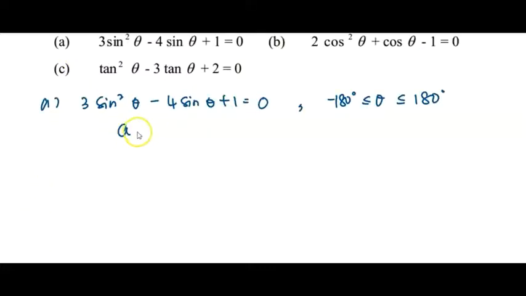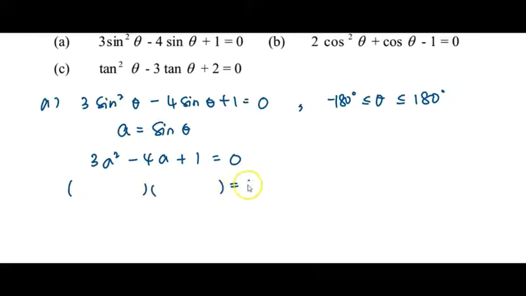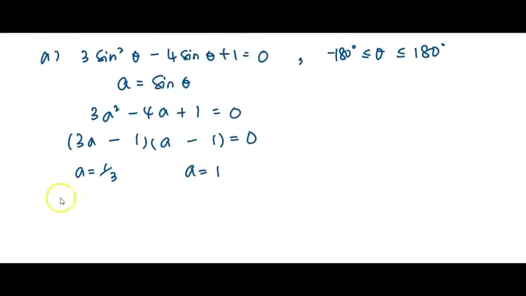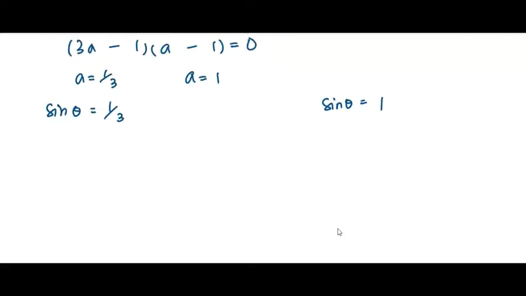I'm going to represent sine theta as a, so that I can see my quadratic form clearly. You will have 3a squared minus 4a plus 1 equals 0. Now I'm trying to factorize. If it cannot be factorized, then you have to proceed to the quadratic formula to solve for a. Since this one can be factorized, we have a equals 1 over 3, and another one is a equals 1. So put back your a as sine theta. Now we're going to solve sine theta equals 1 over 3 and sine theta equals 1. We have two equations to be solved.